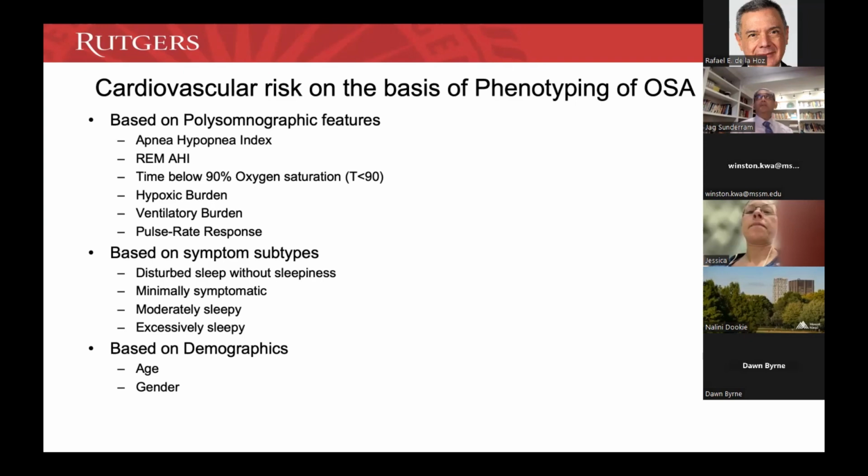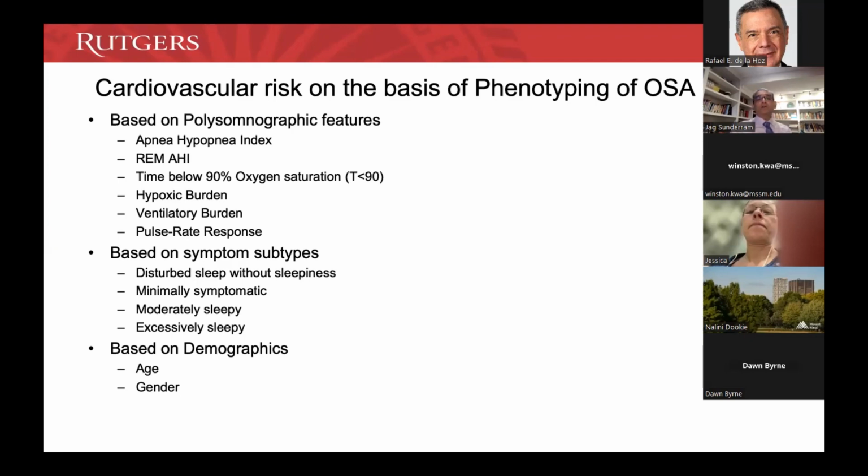Additionally, there has been data that suggests that symptoms may be a marker for cardiovascular risk, such as if the patient has excessive sleepiness, that's a marker for cardiovascular risk, versus other symptoms such as disturbed sleep or minimal symptoms. And obviously, we've seen that age and gender matter, and that the risk changes depending on age and gender. So I'm going to discuss the available data on cardiovascular risk based on these phenotypic features, and discuss the effect of CPAP as well.